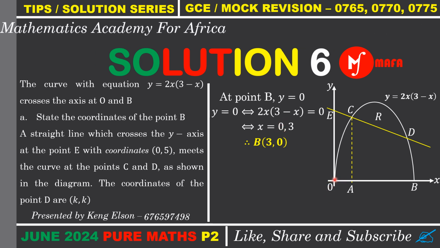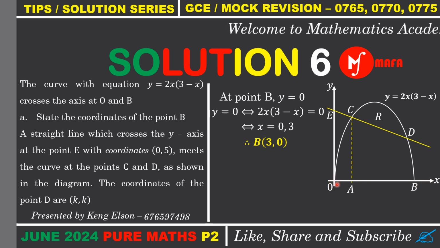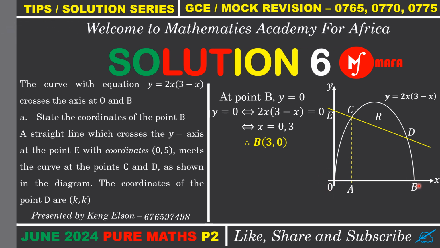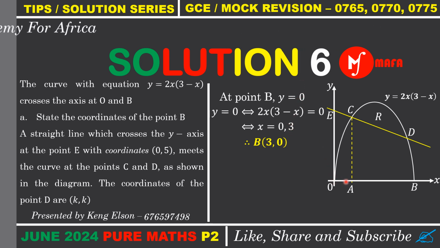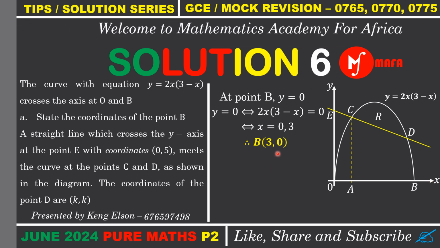You realize that this graph actually meets the x-axis at 2 points, at the origin and at the point B. At the origin, x is 0 and y is 0, so the coordinates of O are (0, 0). Now at the point B, x will definitely be equal to 3 and y will still be 0 because the graph is crossing the x-axis. So we are done with finding the coordinates of the point B.